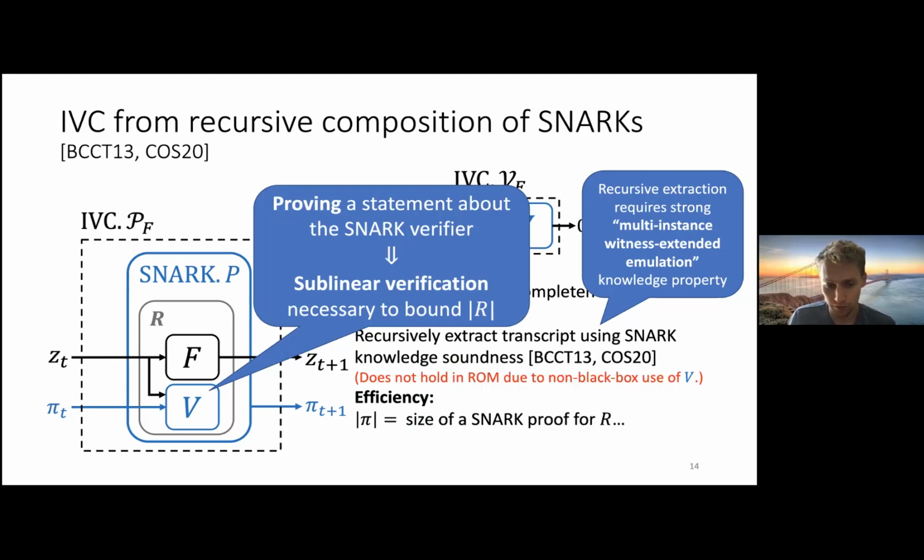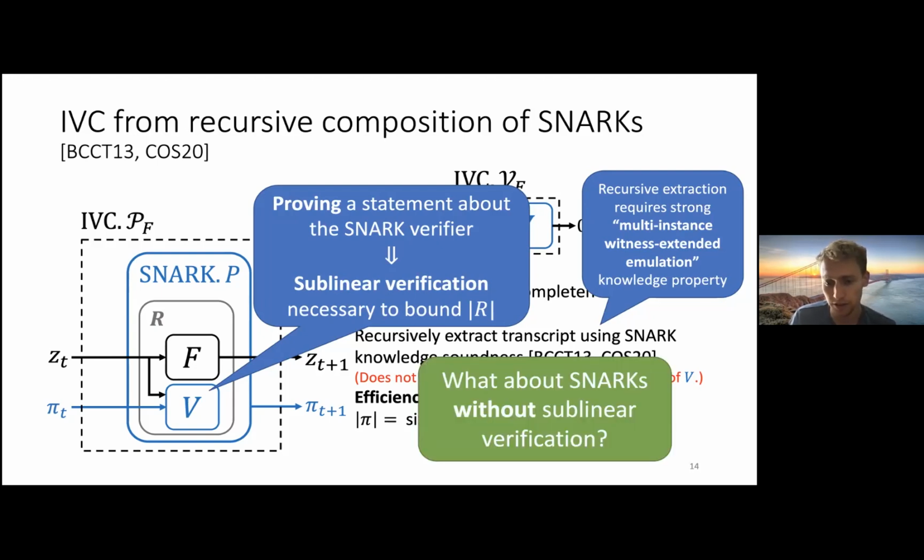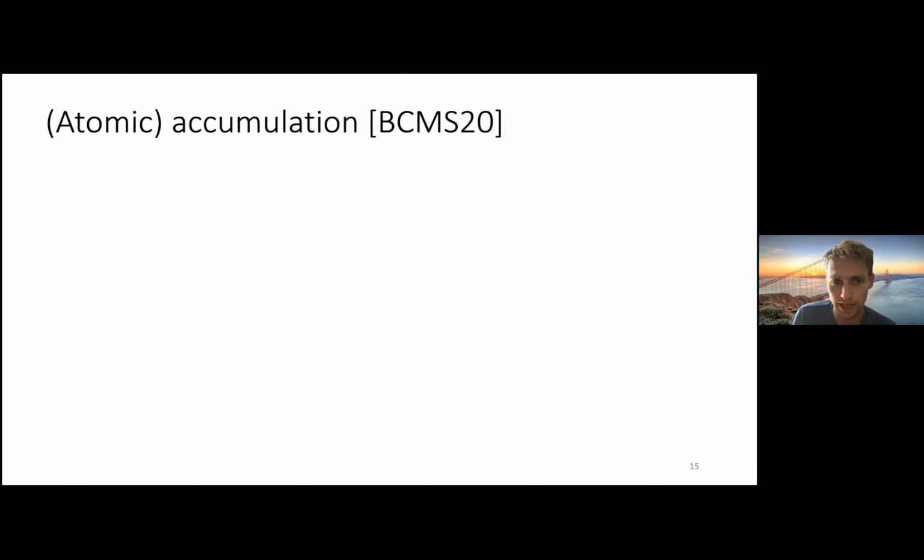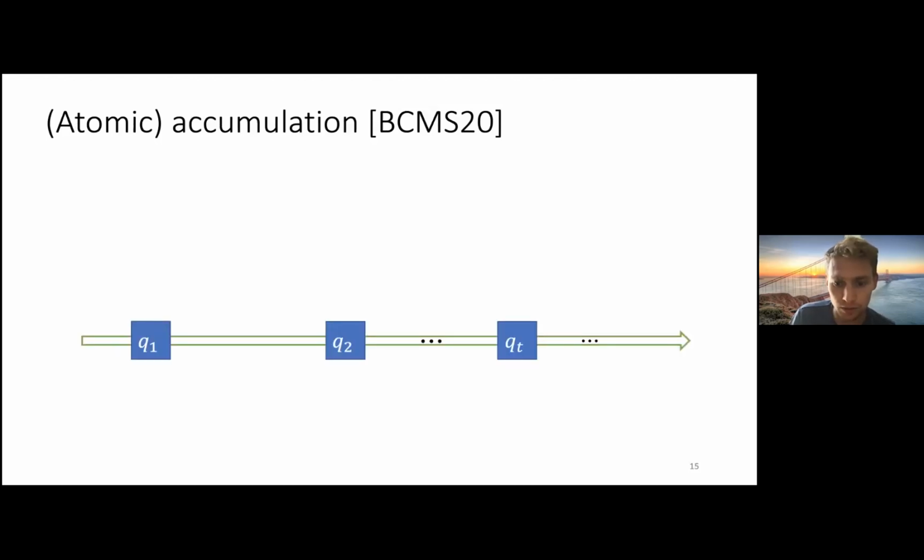So you might wonder though, is it really necessary to have this sublinear verification paradigm? And as I already said, in more recent works, we were able to come up with a new primitive, an atomic accumulation scheme, that showed, okay, this isn't required anymore. So what is an accumulation scheme?